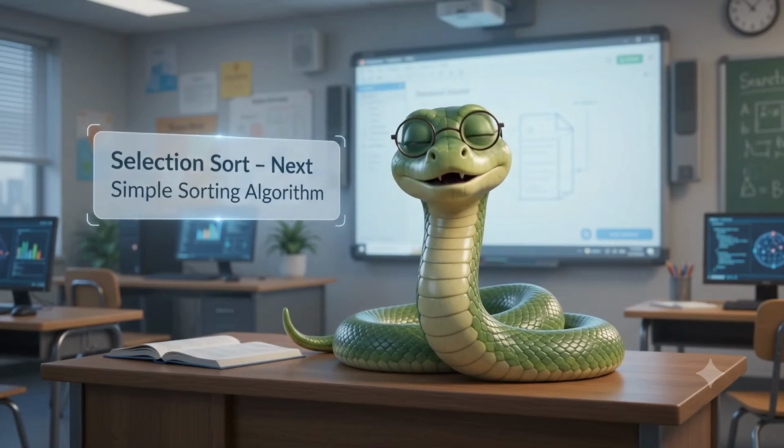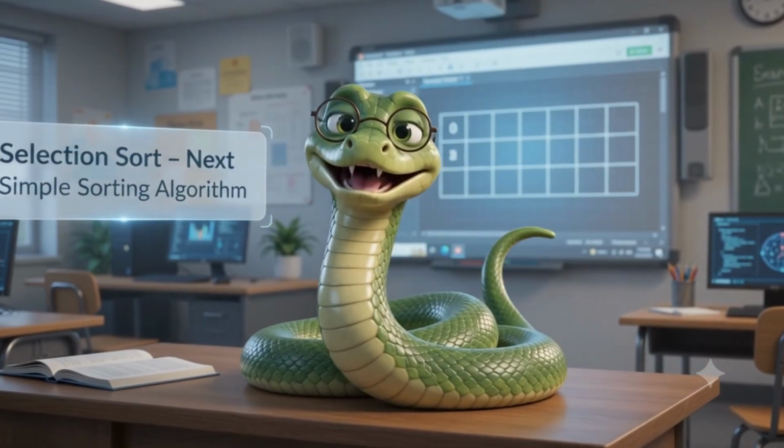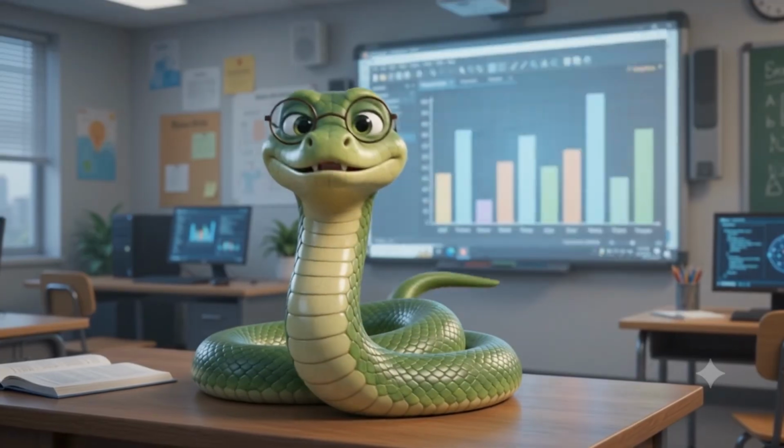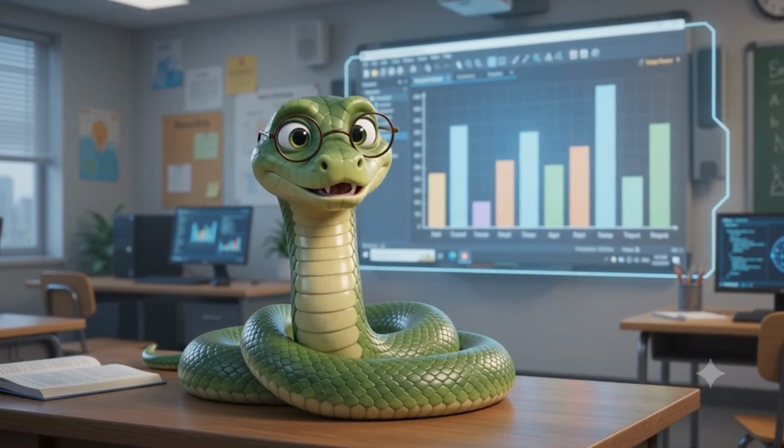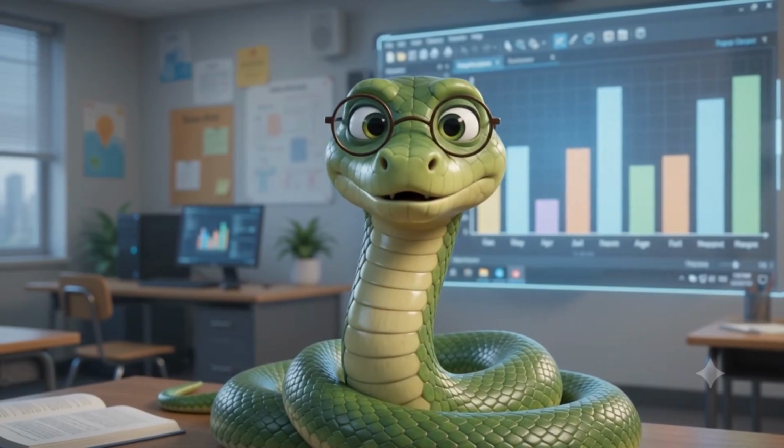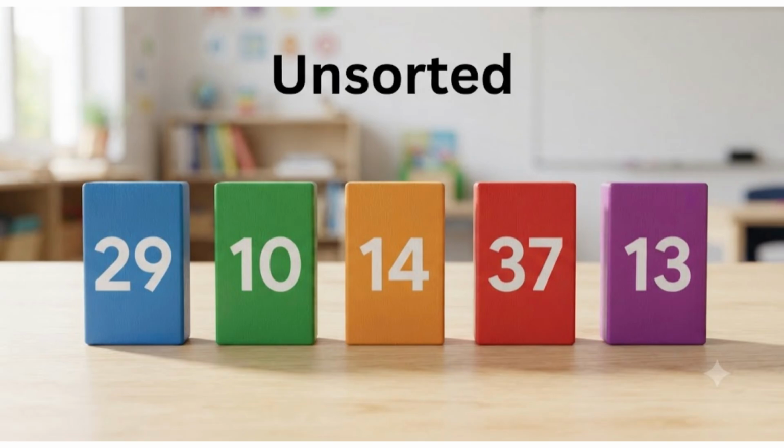In the last video, we learned where big elements keep bubbling to the end of the array by swapping adjacent elements. Today, let's look at another simple sort: selection sort. Let's see what that means with a clear example. We'll use this array as our running example: 29, 10, 14, 37, 13. We want to sort it in ascending order using selection sort.